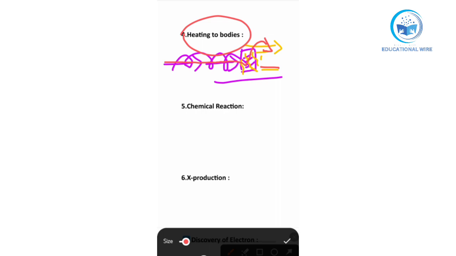And talking about chemical reactions, we have done in our previous topics that the loss of electrons, having positive charge, is called a cation, and the gain of electrons, having negative charge, is called an anion. Now let's suppose how it happens. Like we have cathode rays that have negative charge, and these are the electrons.